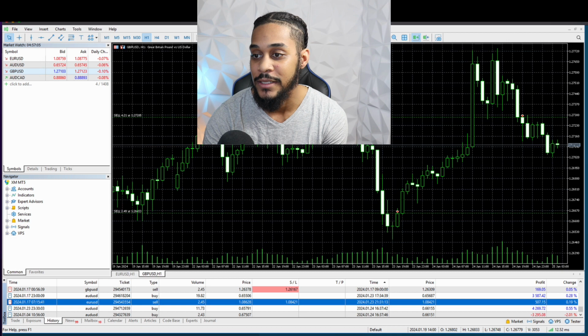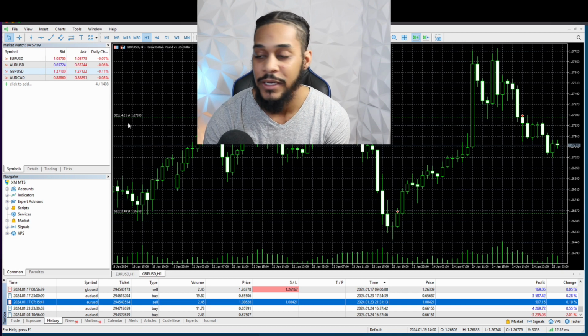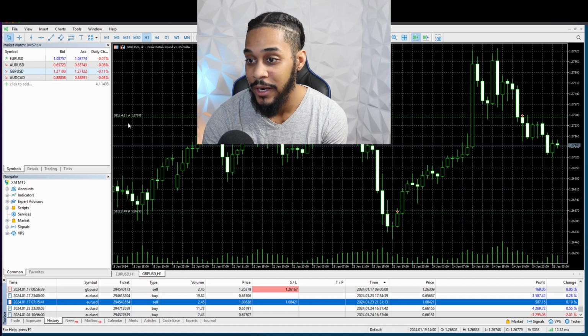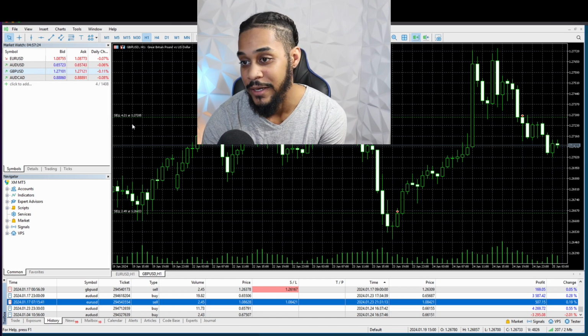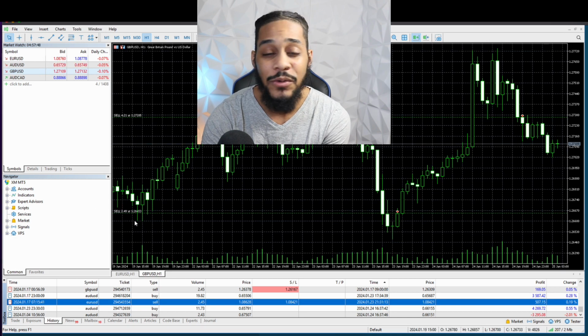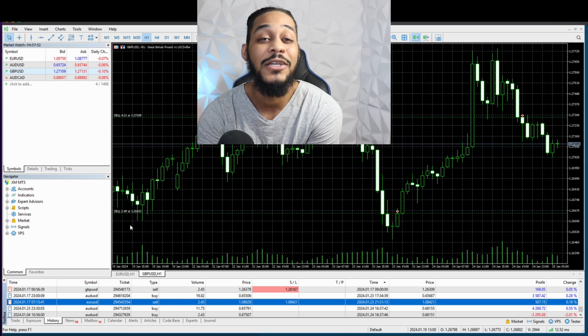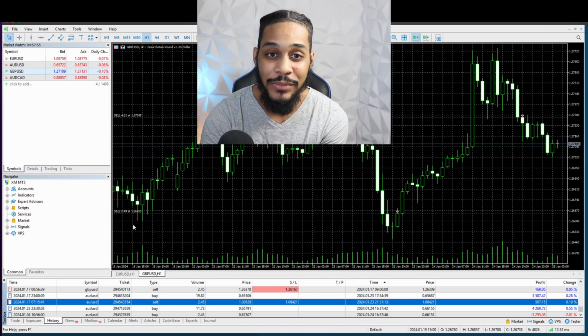These lot sizes are given to me based off of leverage. Now this account, thankfully, gives me 500 to 1 leverage, okay? So instead of needing a full $421,000 in the account, I could have $800 in the account. Instead of needing $249,000 in the account based off of this trade, I could have $500 in the account, okay? That's the beauty of leverage.